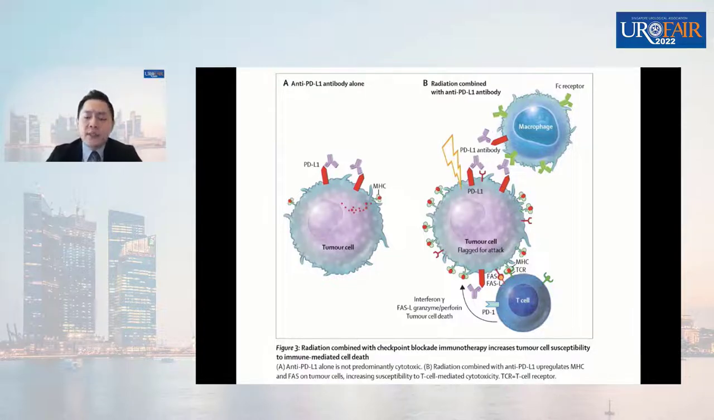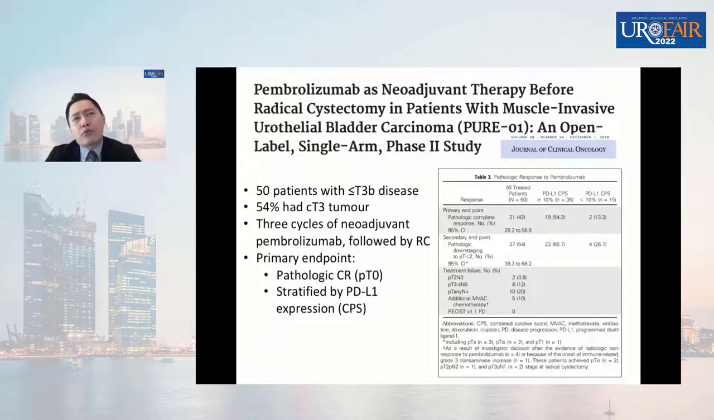But certainly, there are some other trials from which we can try to extrapolate and see how immunotherapy works when compared to chemotherapy in a muscle-invasive bladder cancer setting. And this is the PURE-01 study. Basically, it included 50 patients. Notably, half of the patients had clinical T3 disease, rather bad disease. Three cycles of neoadjuvant pembrolizumab were given, followed by radical cystectomy. And their primary outcome is pathological complete response, which is pT0 disease.